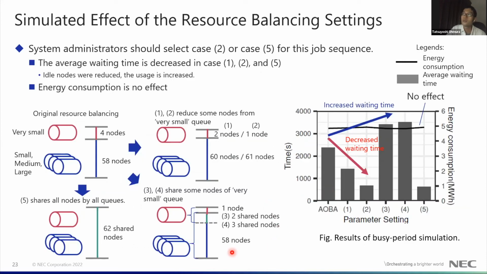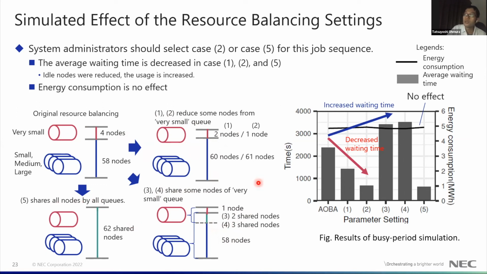The left figure shows the cases where we change the resource balance among the job queues. We simulated 5 cases. In case 1 and 2, the node assigned to very small jobs is reassigned to other queues. In case 3 and 4, all job queues share some of the nodes. In case 5, all nodes are shared by all queues.